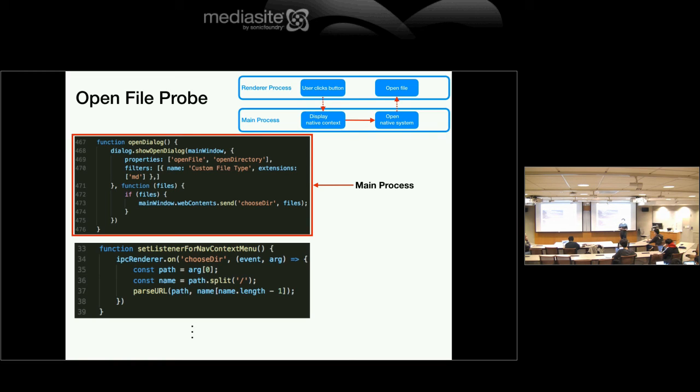If they do select a file, the main process will then use the send method of this web contents module to send a message back to the renderer process. So that's the communication between the main process and the renderer process, in both directions. In this example, we send the file path back to the renderer process.